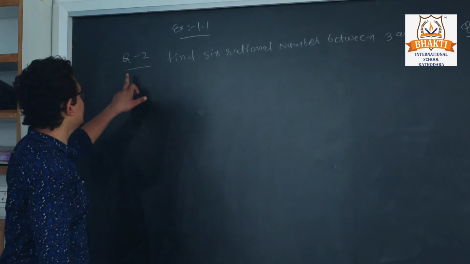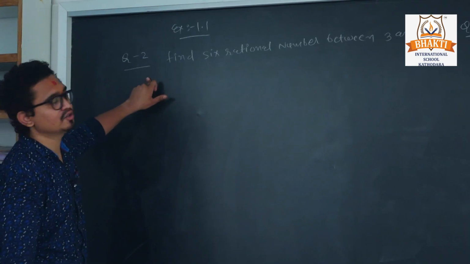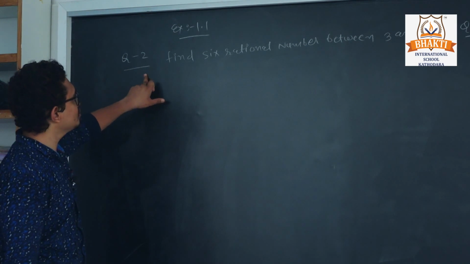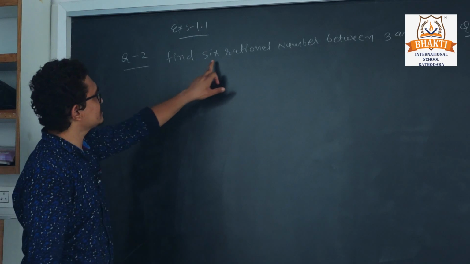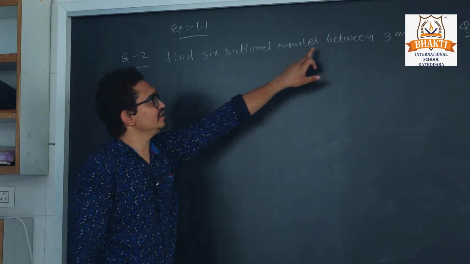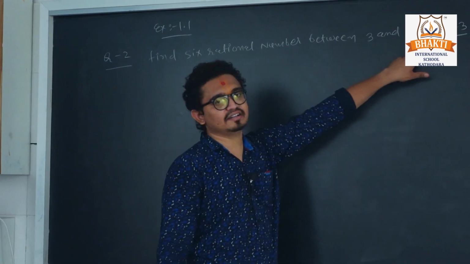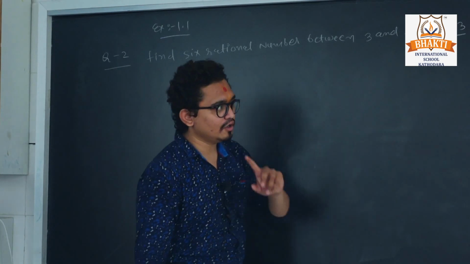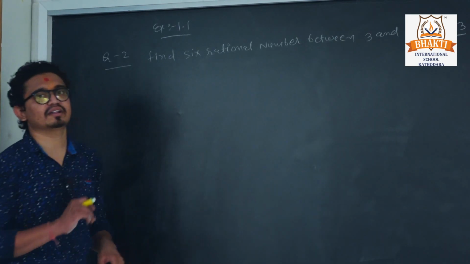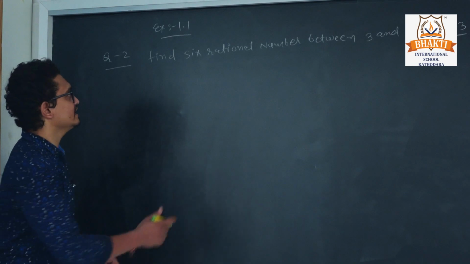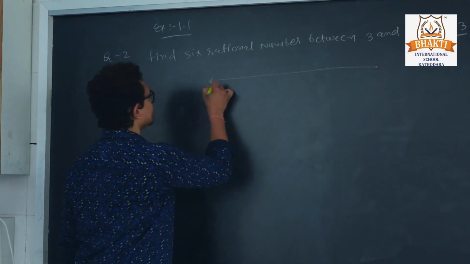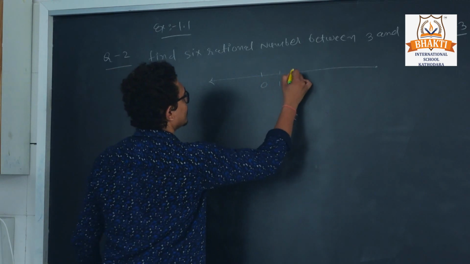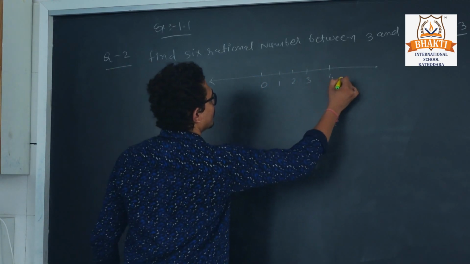Now we are going to start our question number 2. In question number 2, first of all we read the question. Find six rational numbers between 3 and 4. For this we have two different methods, but we can start with our easy method. So first of all I am drawing a number line. So it is 0, 1, 2, 3, 4, 5.